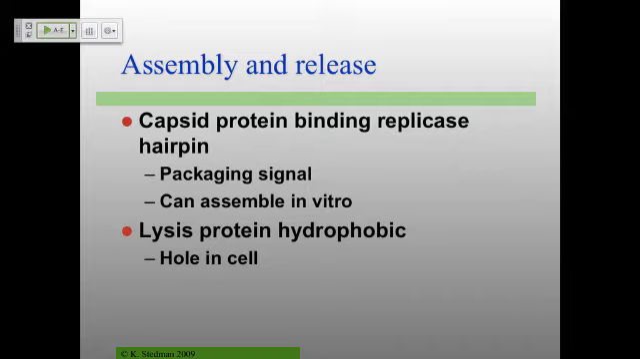The lysis protein, again, which is made by the ribosome scanning, is incredibly hydrophobic, and basically all it does is make a hole in the cell membrane. And through that hole, the virus can escape. So you've escaped. We've gone through the whole process now.